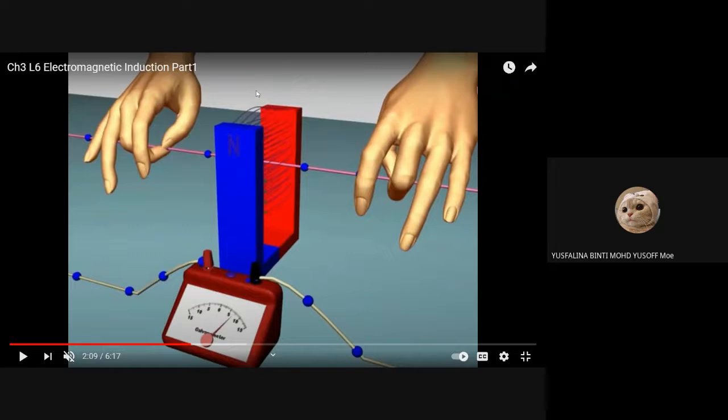So you can see here it is cutting the magnetic field lines, and you can see the galvanometer. The scale's zero starts at the middle here, so you can see it deflect.